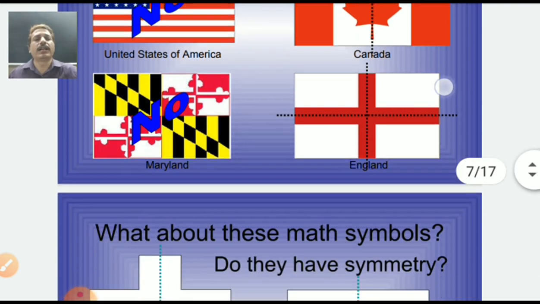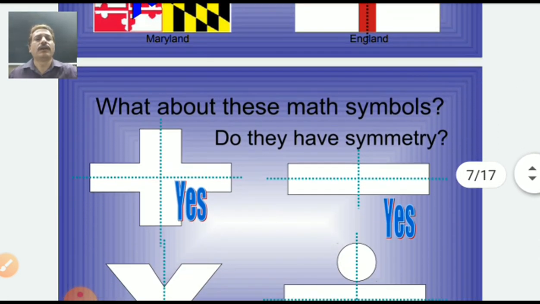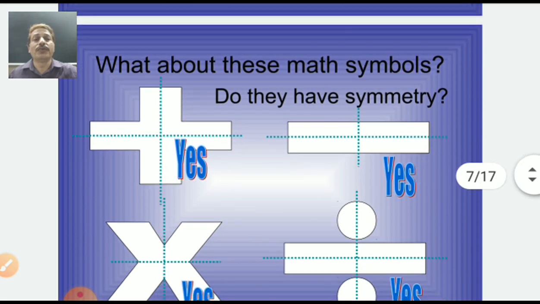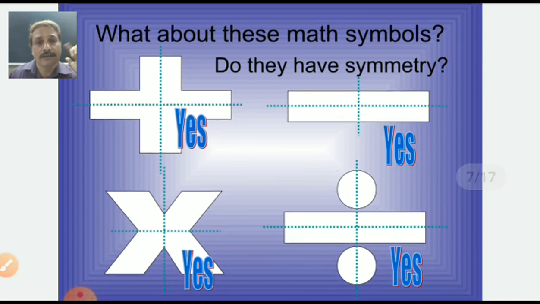Very good. Next one. What about these math symbols? Do they have symmetry? Plus symbol, yes, both symmetries. Minus, both. Then multiply, both. And division, oh, very nice. Both symmetries. Good. That's a math activity you can do. Take a piece of paper. I am using the simple word, scrap paper.